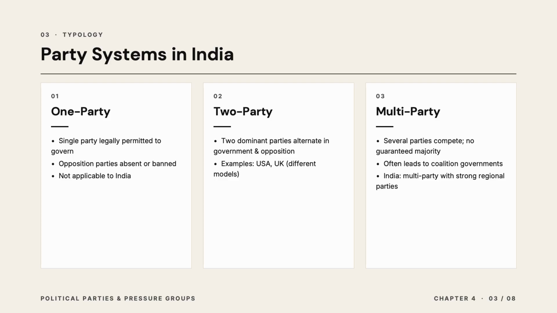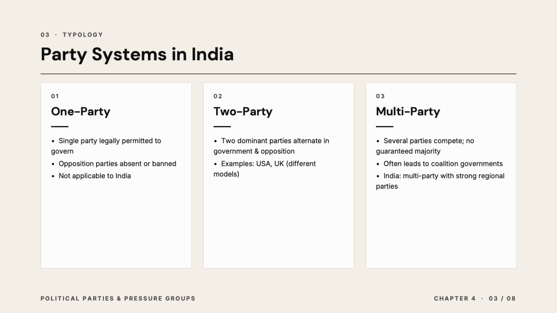Okay, and one party is again very dangerous. We have the Communist Party of China. We have the Communist Party of Cuba. We have the People's Party of Korea. All these are one-party systems. Okay, the single party dominates the politics in their respective countries. The opposition parties are either absent or banned or very badly subdued. It's just like the small parties in China.